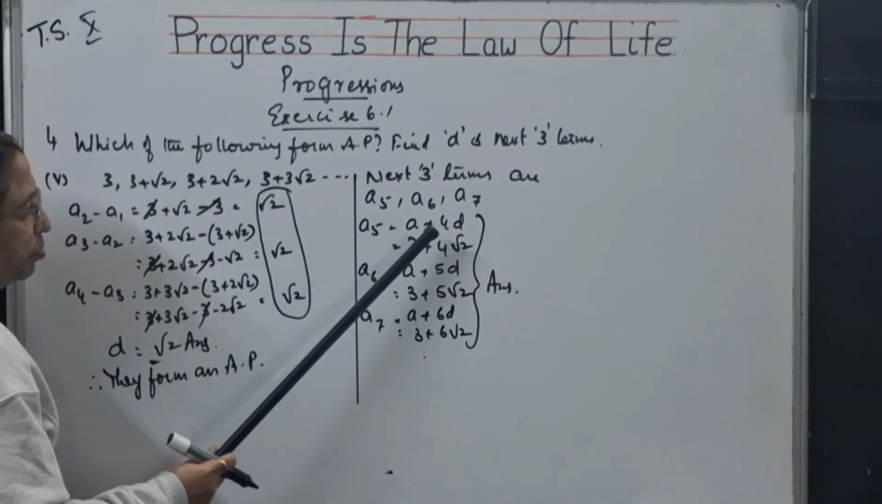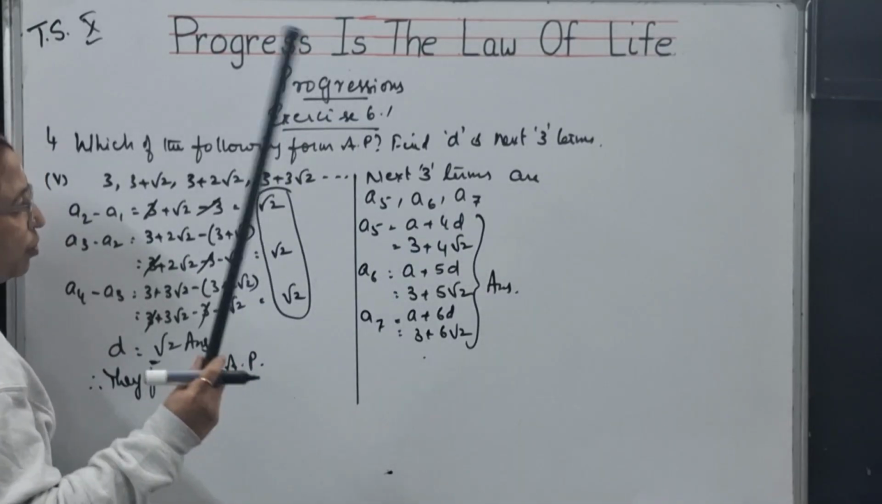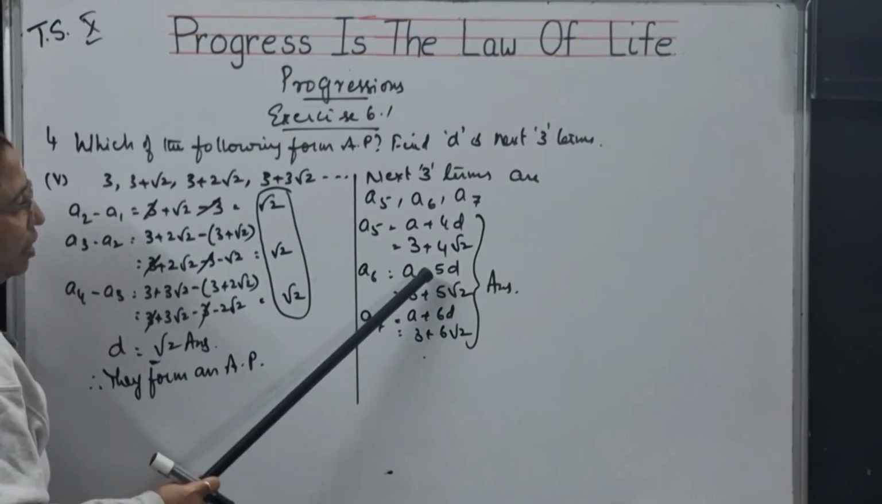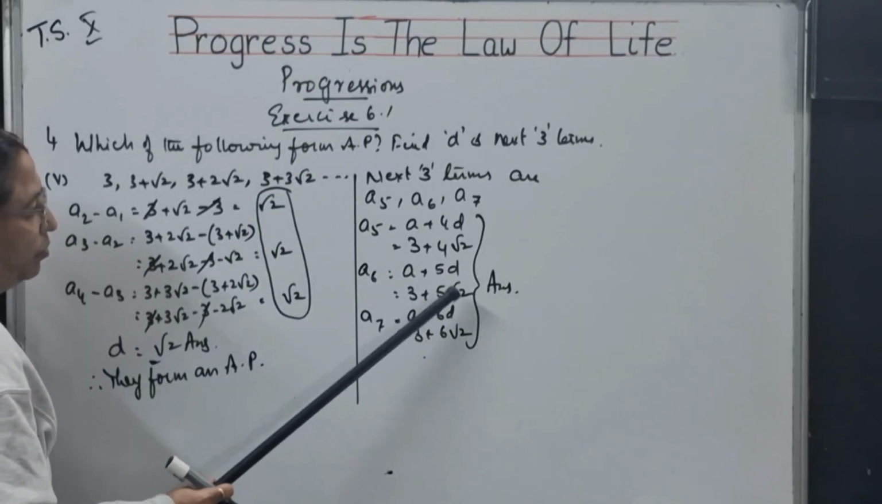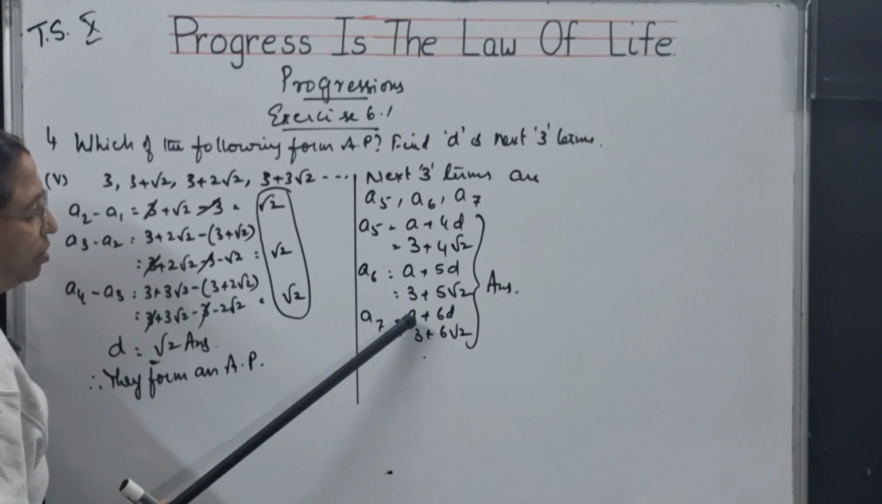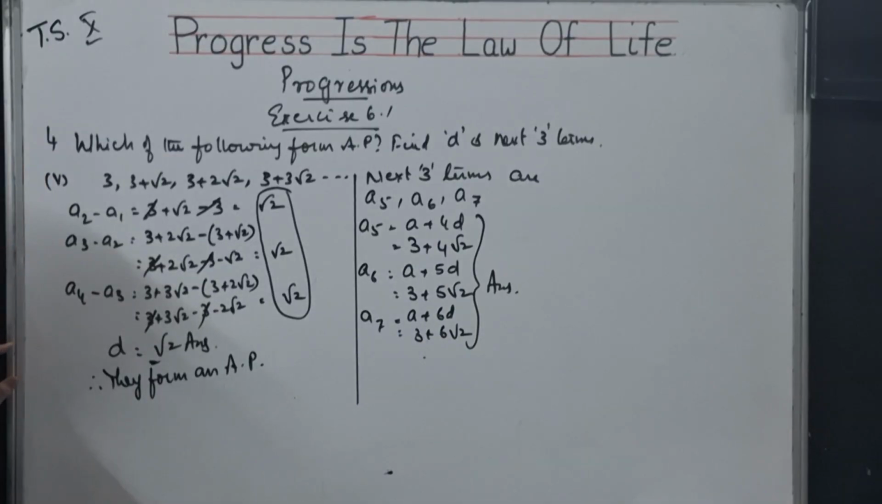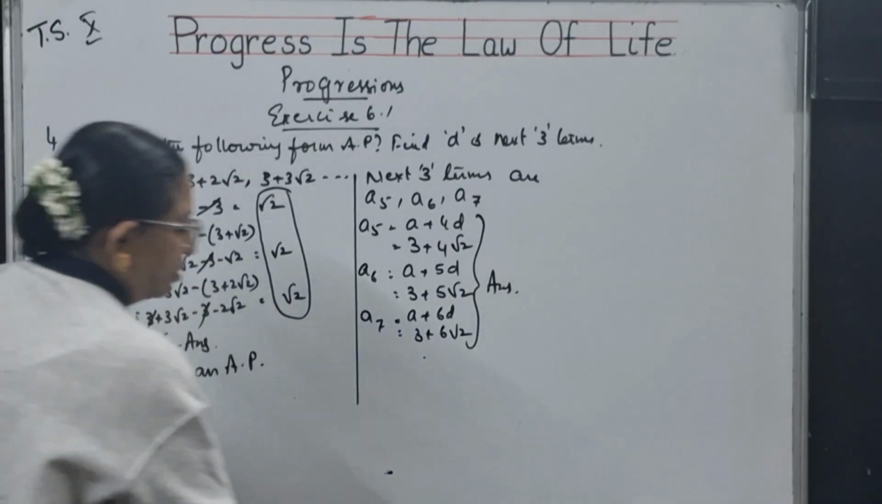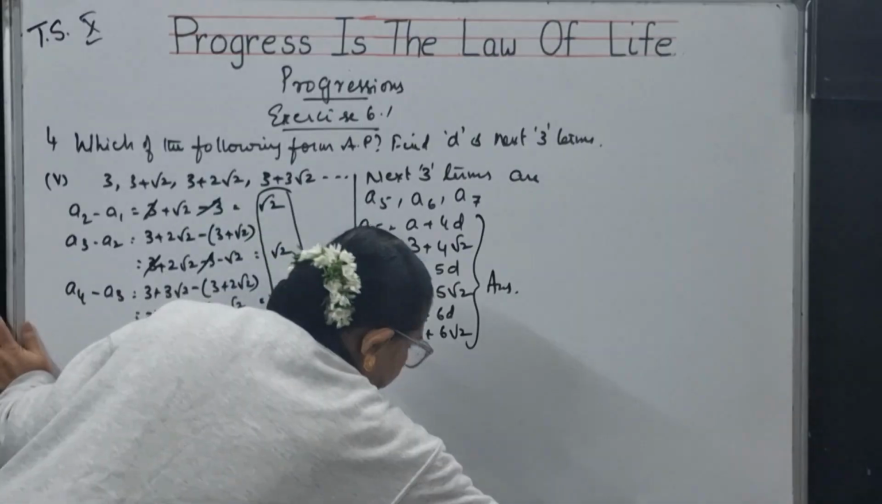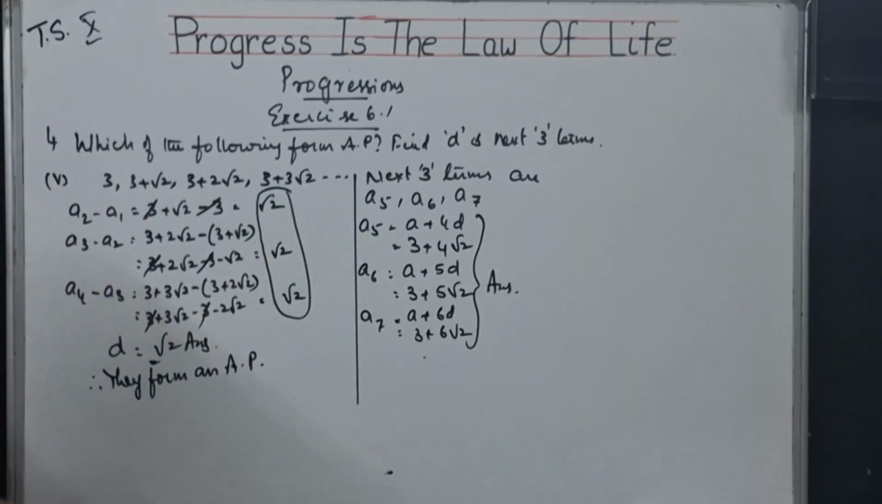A5 is A plus 4D, 3 plus 4 root 2. A6 is A plus 5D, 3 plus 5 into root 2, 5 root 2. A7 is A plus 6D, 3 plus 6 root 2. These are the answers for this problem, children. Please note it down. Fifth bit.